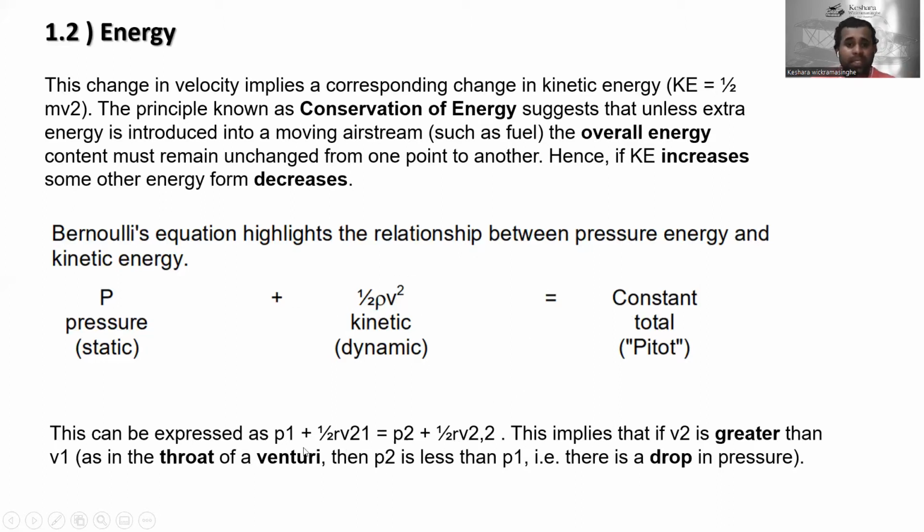So it means these two are equal: P1 plus the kinetic energy V1, and P2 plus V2, this is equal. So if the velocity at this point increases, the velocity in this place is decreased. But it means if the velocity increases, the pressure must decrease. That is the thing. When you read, you can understand, right?